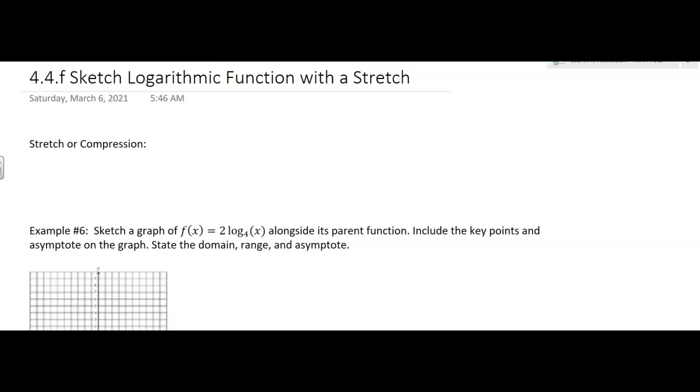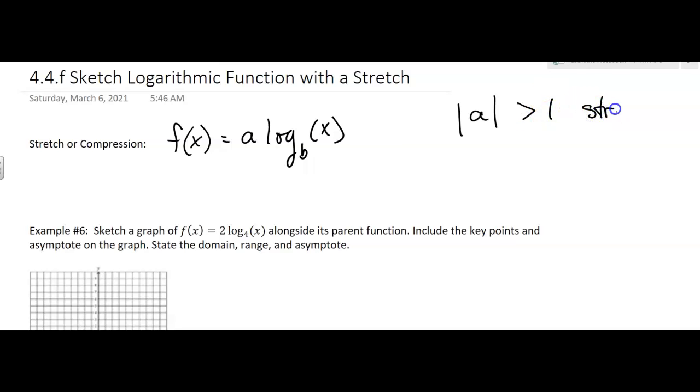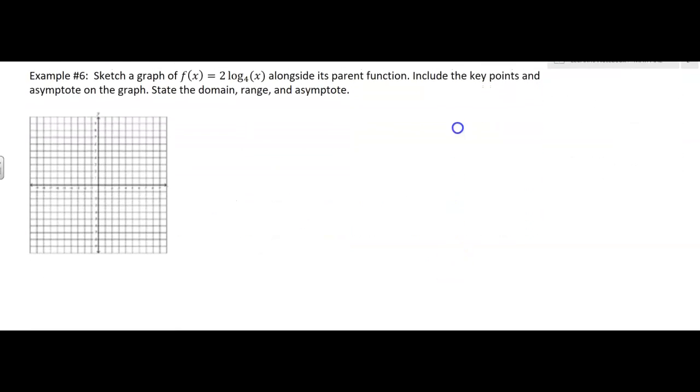So now we're going to talk about a stretch or compression. And so the form is f of x equals a log base b of x. If the absolute value of a is greater than 1, it's going to be a stretch. And if the absolute value of a is between 0 and 1, it's going to be a compression. So similar to what we've done in the past. All right, so let's look at the example.